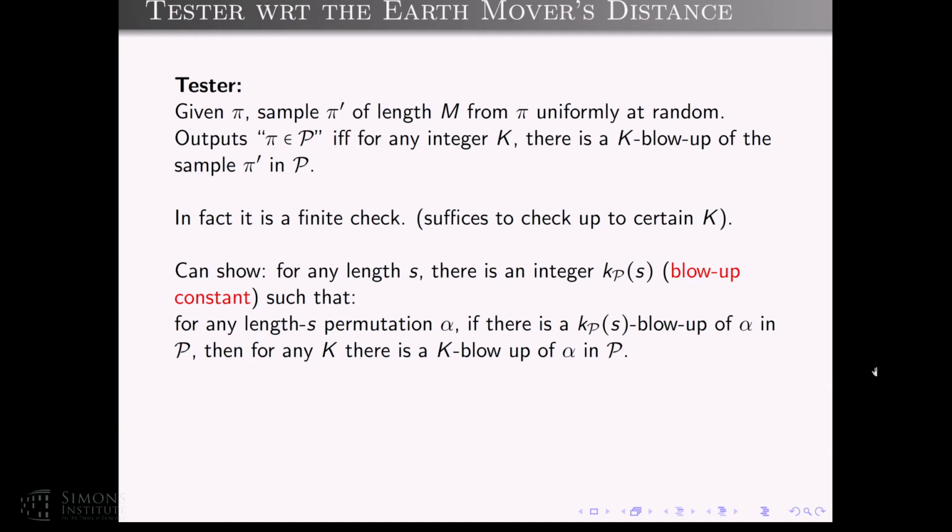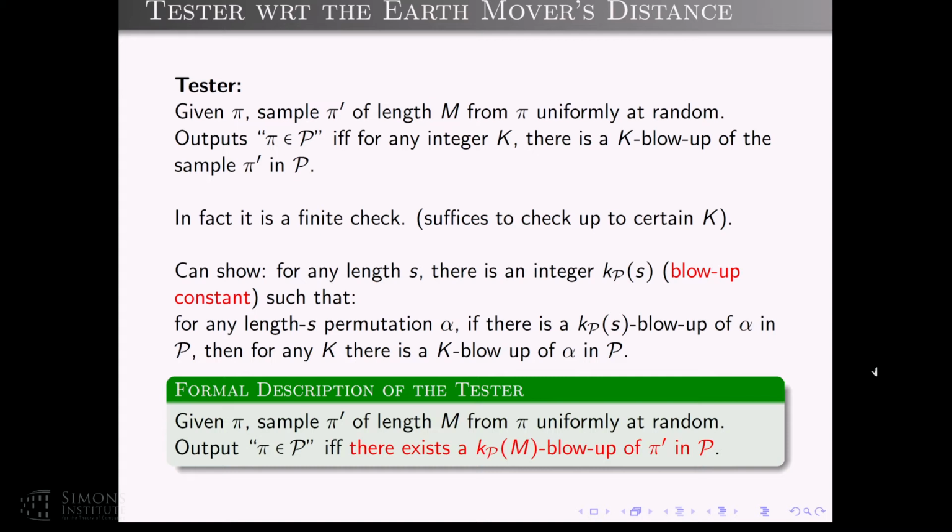So if you buy the fact that such a blow-up constant exists, then the tester above is going to translate into this tester, which sounds a lot more friendly. It says, given a permutation pi of length n, sample pi prime of length m from pi uniformly at random, then we can output that pi is in this property if and only if there exists a k_P,m blow-up of the sampled subpermutation in this property. And we'll buy the fact that this is a finite check because you are only checking for a certain size of blow-up. The most trivial thing to do is to check every single blow-up of this size.